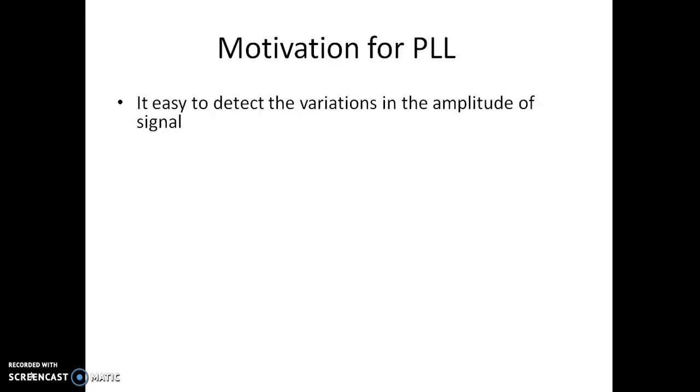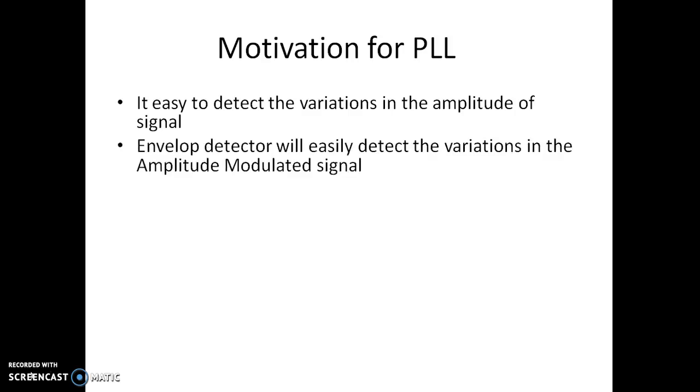So we know that it is easy to detect the variation in the amplitude of a signal, meaning if there is a change in the amplitude of the signal, we can have a peak detector or an envelope detector. We can easily find out the variation in the amplitude. A peak detector is one where you have a diode and a capacitor, and in an envelope detector we have a diode, a resistor, and a capacitor, where you can easily trace the variation of the amplitude of a signal. As mentioned here, an envelope detector will easily detect the variations in the amplitude of an amplitude modulated signal, which is an AM signal.